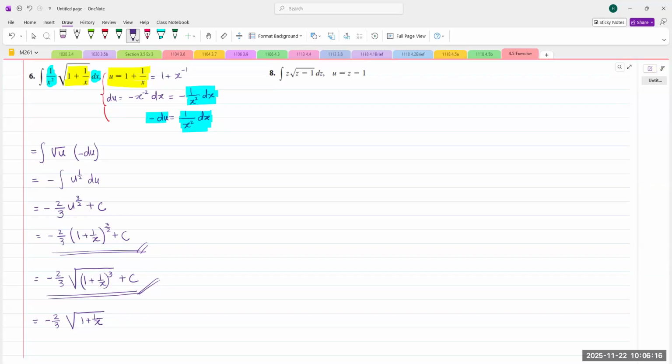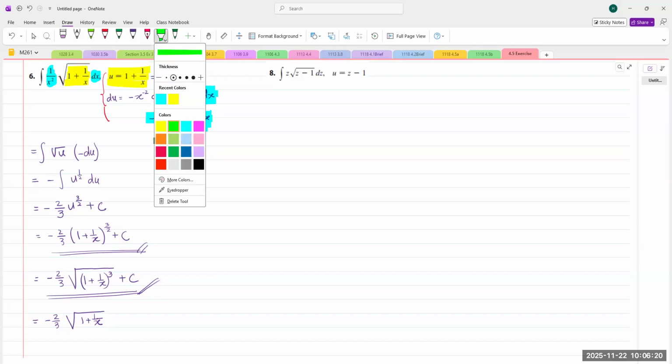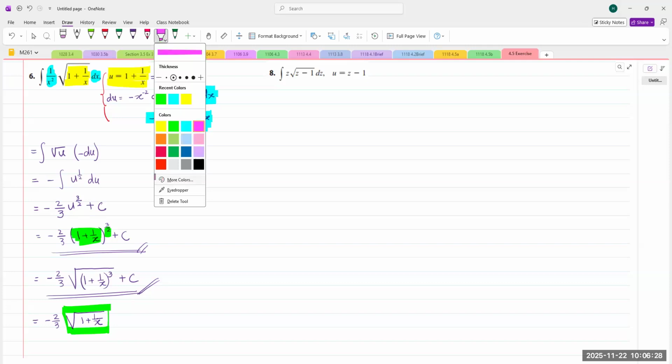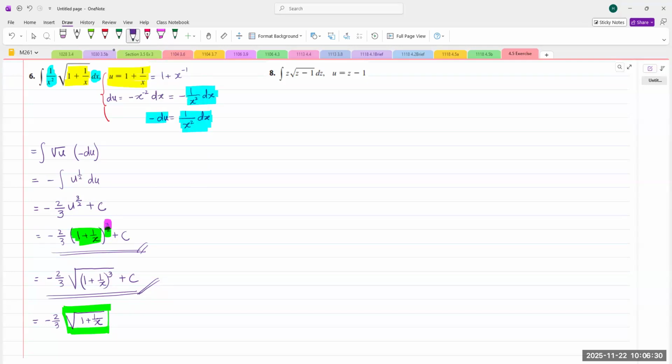Okay, that's the 1 plus 1 over x to the power of 1/2, this guy here, and then the power of 3, you make it like this. Okay, let me clean it up so that you can see without the color.